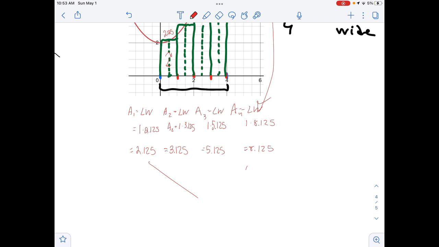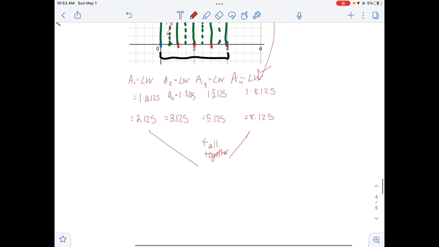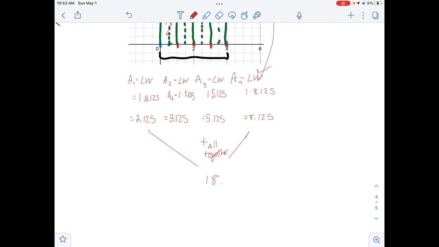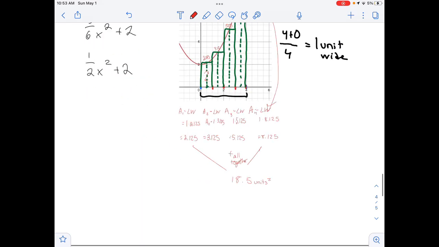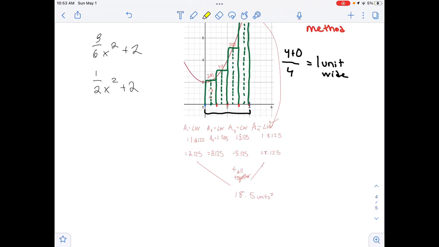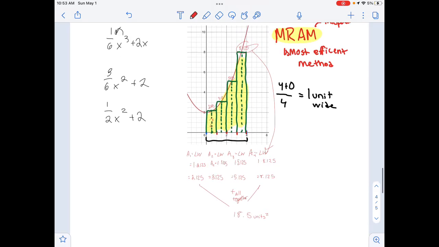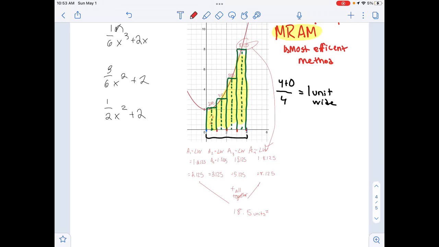For the sake of time, you would add these all together, and your area would come out to be 18.5 units squared. And there you go. You just found the area that the car traveled under the curve using MRAM from the equation 1/2 x squared plus 2.